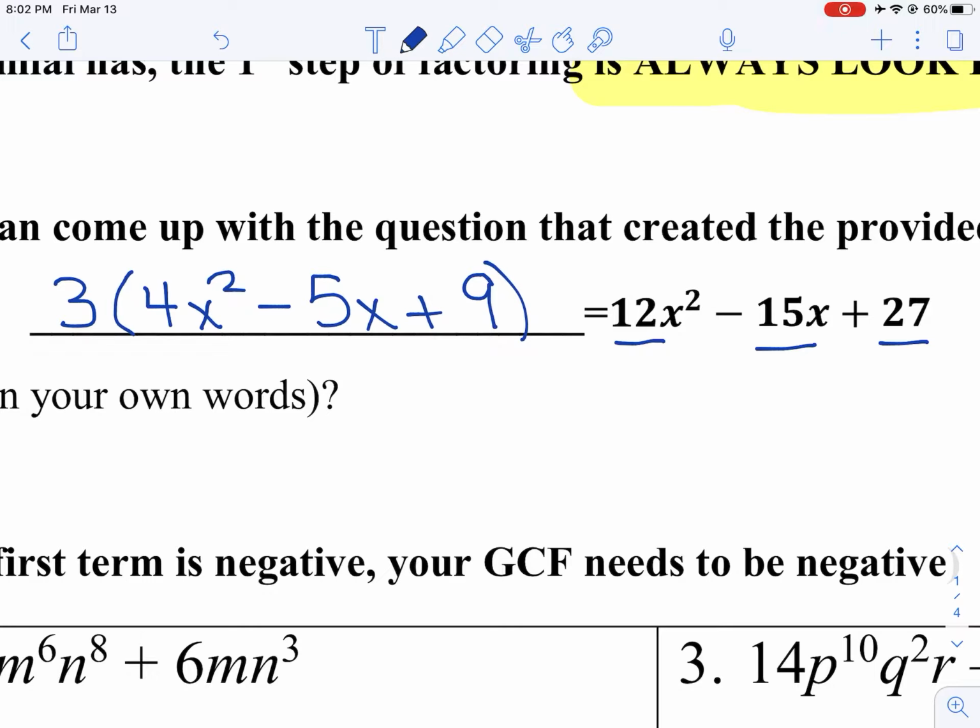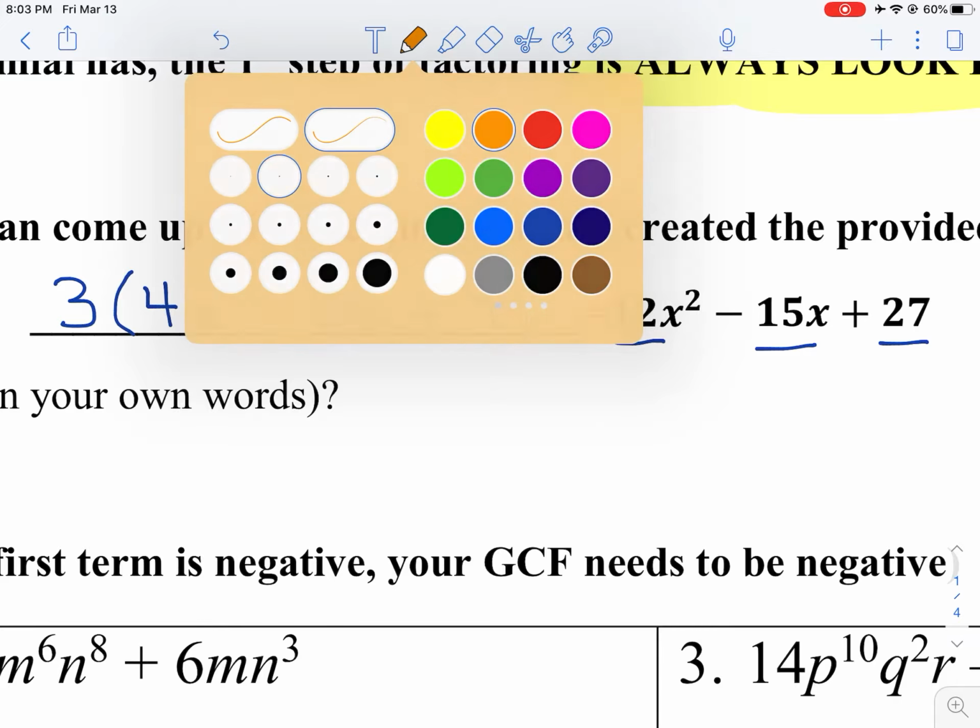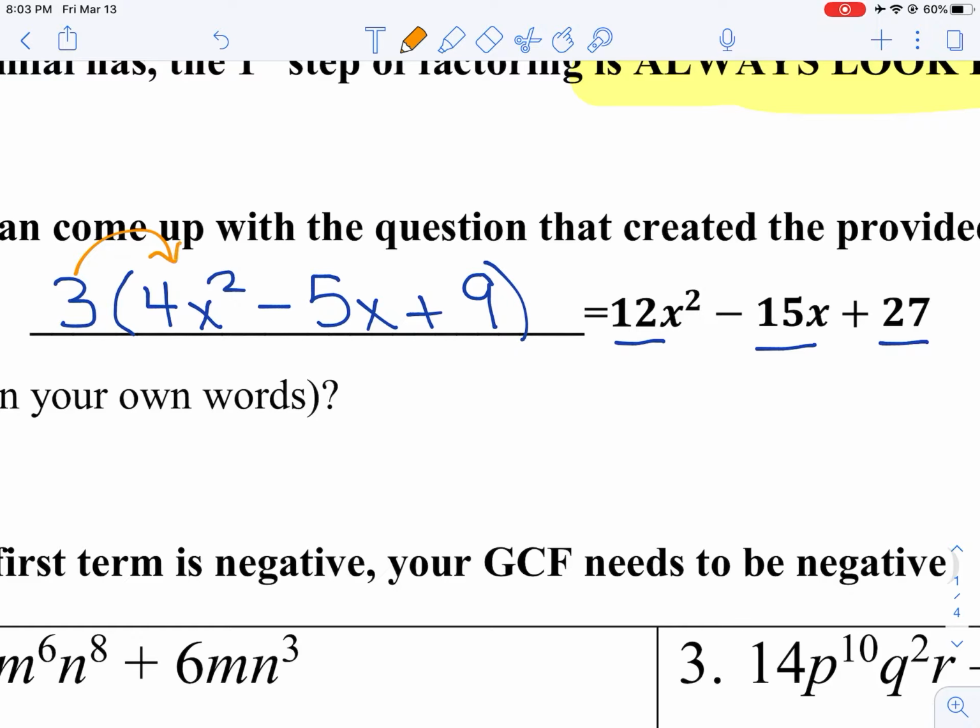Now, some of you are probably saying, well, why didn't you look at the variables? Well, if you notice, on 27, there are no variables. And so we didn't look at the variables on this one. But if I was to multiply this 3 back through each one of these by distributing, would I get what's over here? I would. And so that means that I have taken out my greatest common factor and I did it correctly.